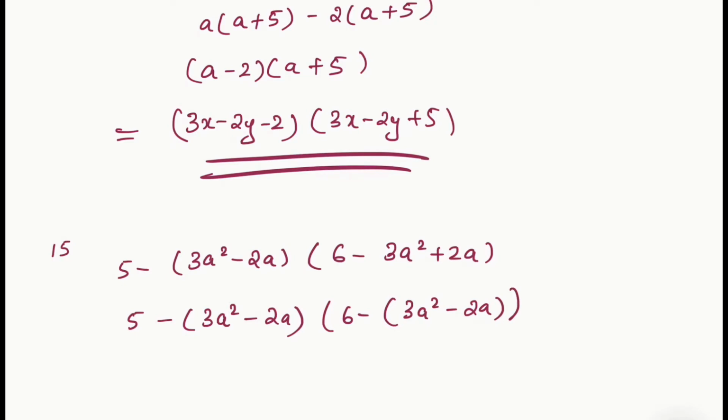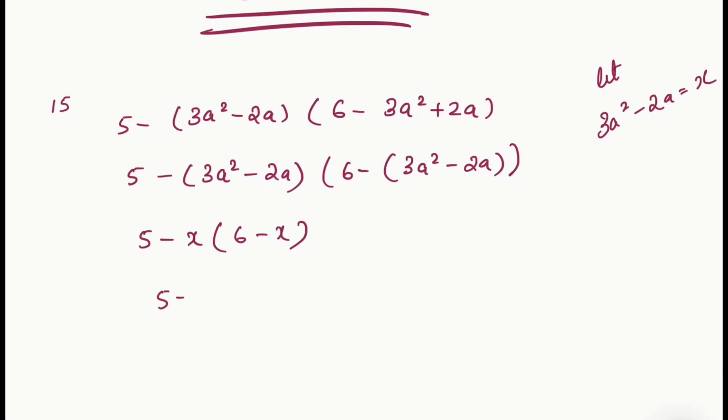So again, here can I substitute? Let 3a square minus 2a equal to x. In order to avoid confusion, I take it as x. So I can write 5 minus x into 6 minus x. Correct? So I can get it as 5 minus 6x plus x square. How do I split them? My product should be equal to 5 and sum should be equal to minus 6. So what are the possibilities such that product is equal to plus 5 and sum is equal to minus 6?